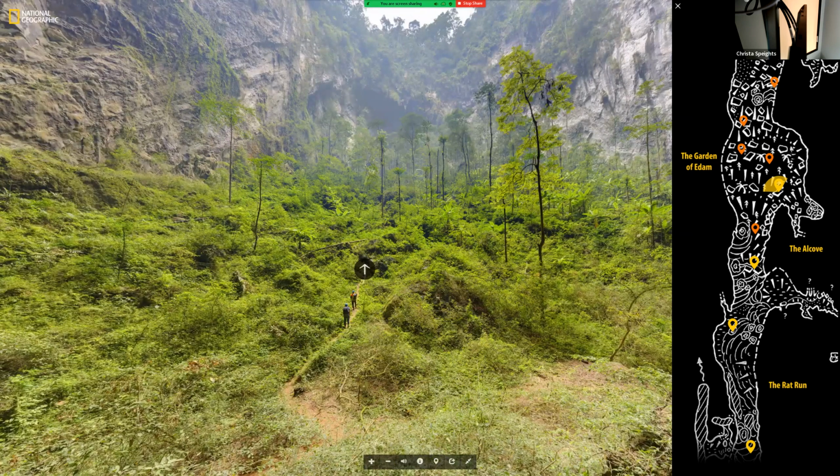And this is Doline 2. So even huger than Watch Out for Dinosaurs. This doline is 163 meters across the floor. So we have full trees growing in here. So the plants in here are more like the jungle that surrounds the cave than in the other doline that we saw.